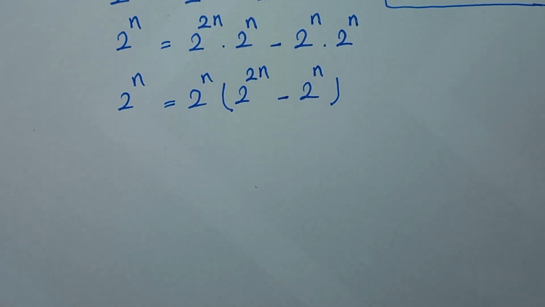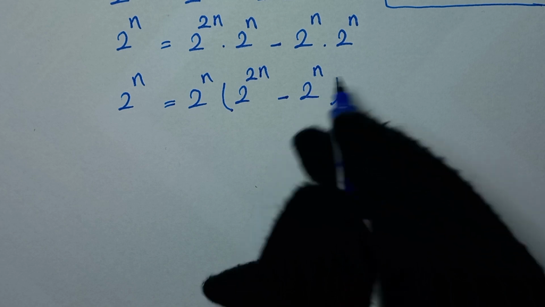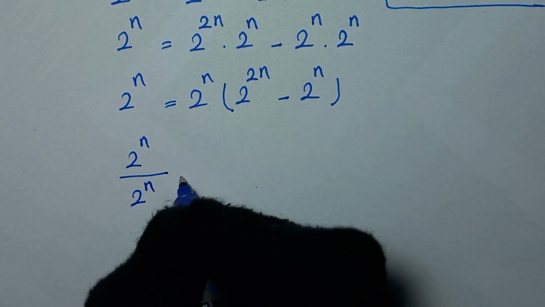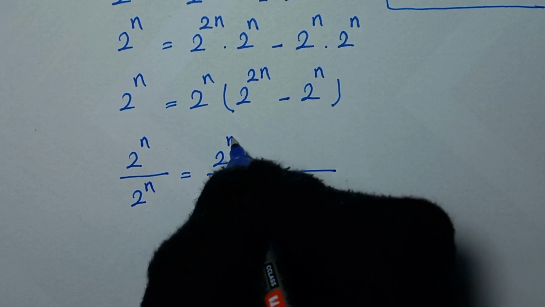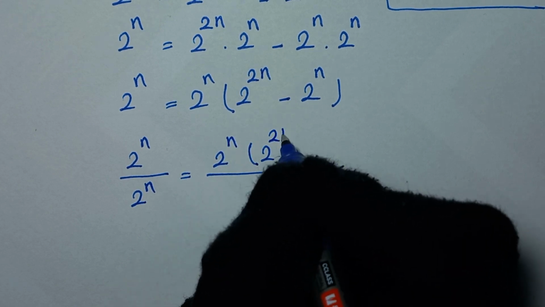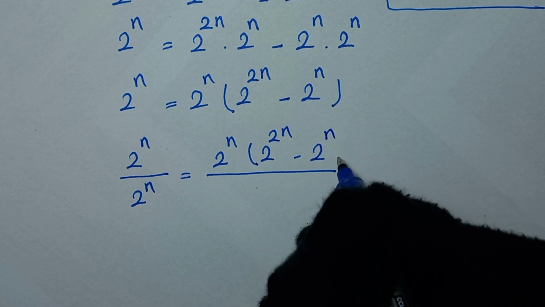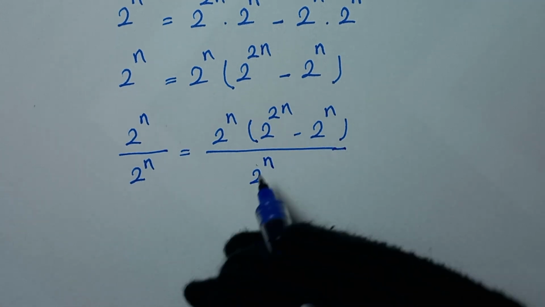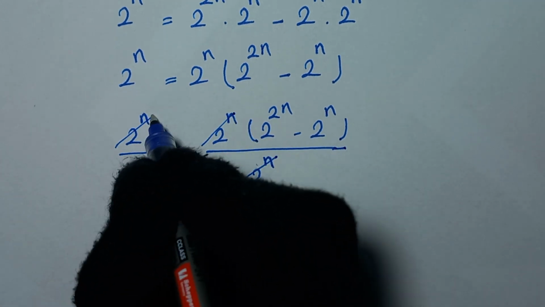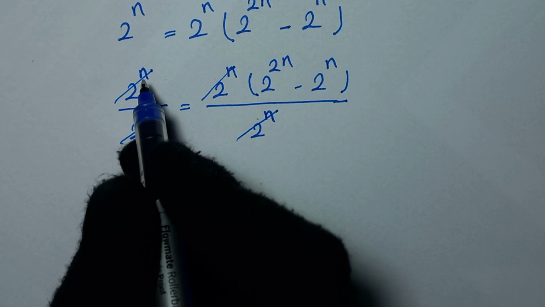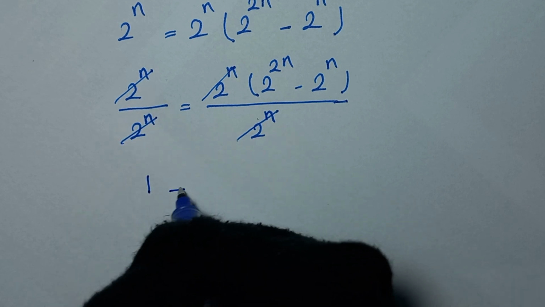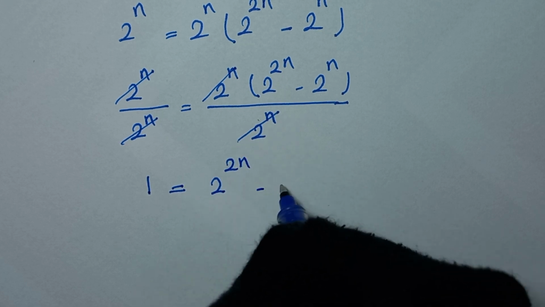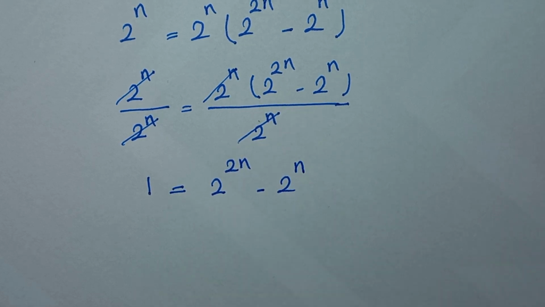And in next step, we divide both sides of the equation by 2 to the power of n. So it will be 2 to the power of n over 2 to the power of n is equal to 2 to the power of n times 2 to the power of 2n minus 2 to the power of n over 2 to the power of n. And here, this will cancel this, and this will cancel this, and it will be, in this side, we have 1 is equal to 2 to the power of 2n minus 2 to the power of n, right?